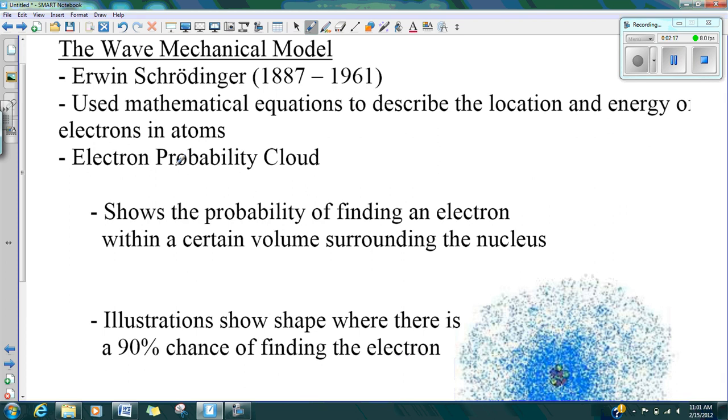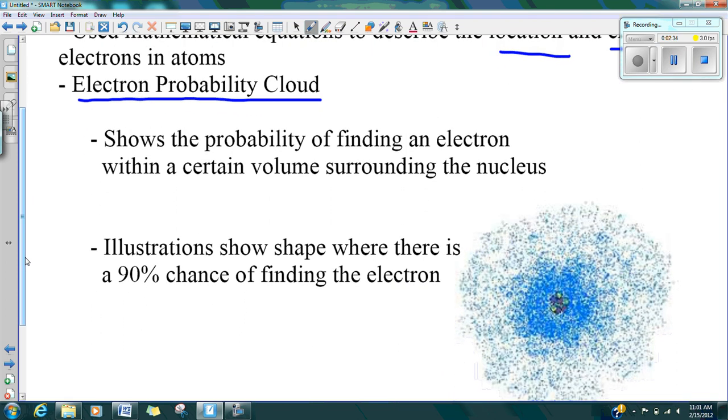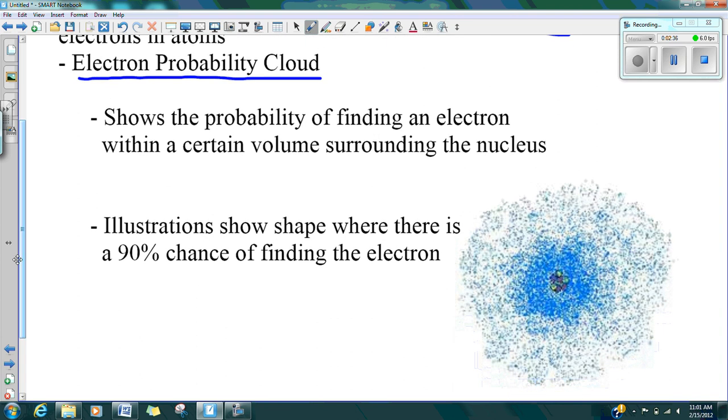What he found is he used mathematical equations to describe the location and the energy of electrons in an atom. So he figured out the electron probability cloud. And remember, today I was really trying to get you guys to understand that it was just a region where the electrons travel. It is not a fixed hard sphere like my models were. So it's the probability of finding an electron 90% of the time.